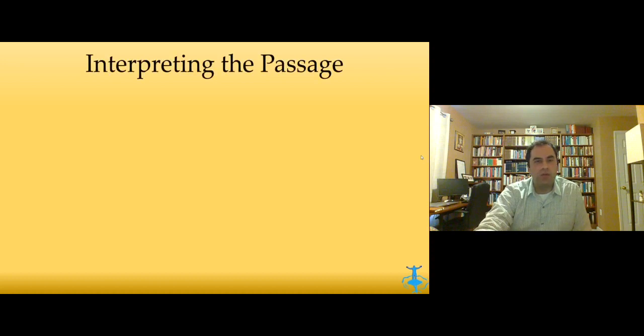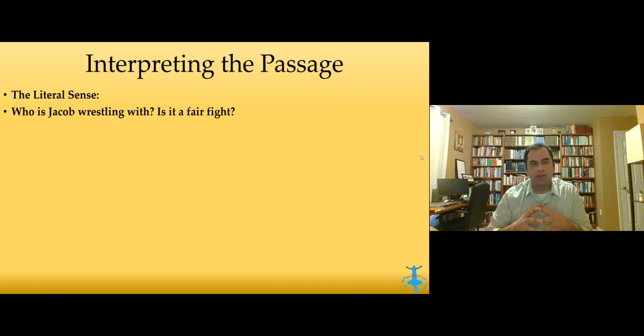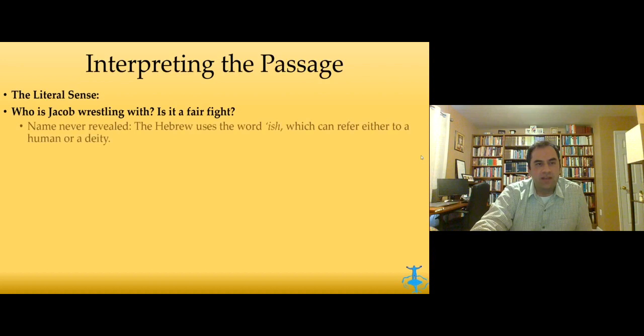Okay, so then we'll walk through an interpretation of the passage. And we said that using both literal and spiritual senses always presupposes the literal sense. So we'll start with the literal sense here. So who is Jacob wrestling with, and is it a fair fight? And we'll see that there's some ambiguity here.